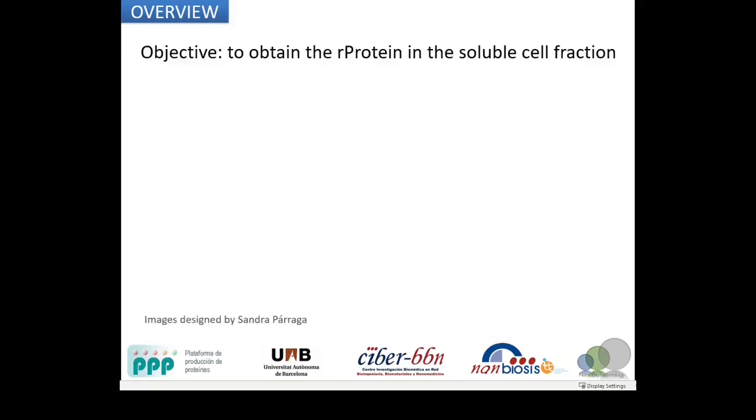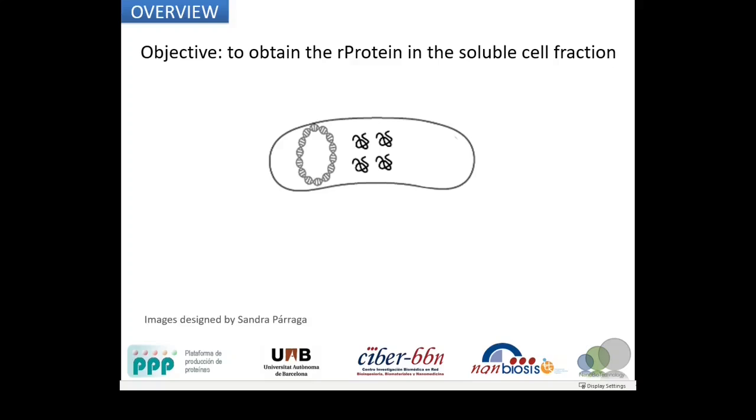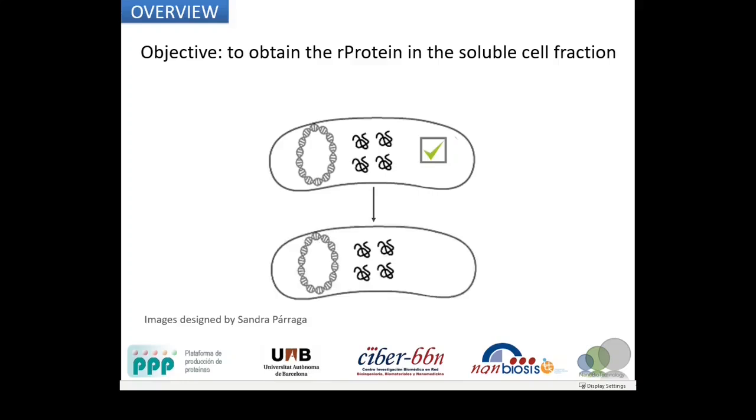Therefore, the objective of the recombinant protein production is to obtain the protein in the soluble cell fraction. In most cases, even though the protein is produced, it's proteolyzed due to this connection with proteolysis, or the protein accumulates in the insoluble cell fraction in the form of protein aggregates, which are known in prokaryotes as inclusion bodies and in eukaryotes as aggresomes.